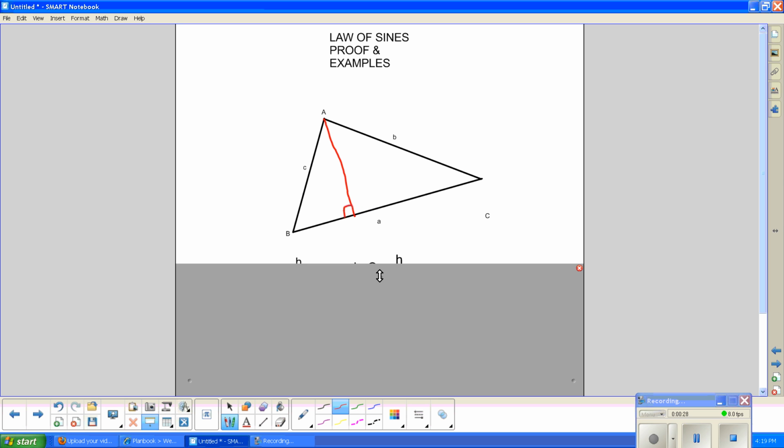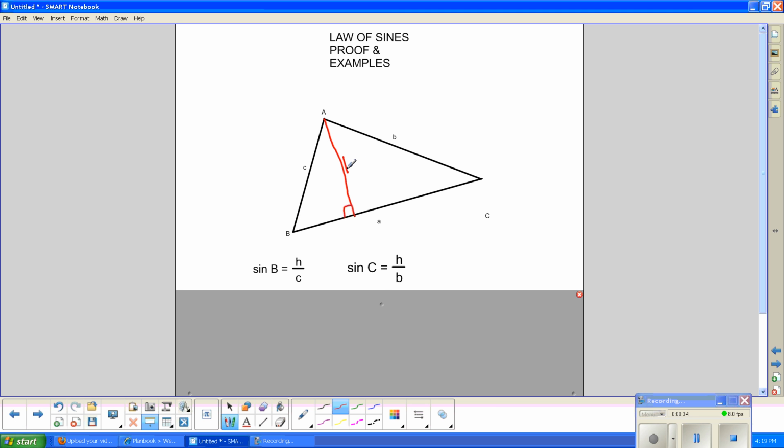I can use sine, cosine, tangent. I can write sine of B equals the height of the altitude of this triangle, h, over c, and I can use sine of C equals h over b. Once I have set these two things, the only thing common in these two equations is h. So I'm going to set h equal to h.